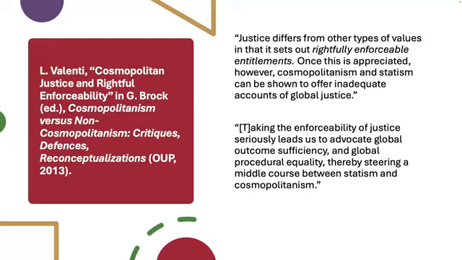Justice differs from other types of values in that it sets out rightfully enforceable entitlements. Once this is appreciated, however, cosmopolitanism and statism can be shown to offer inadequate accounts of global justice. Valenti is arguing against this basic principle of taking one side or the other. Taking the enforceability of justice seriously leads us to advocate global outcome sufficiency and global procedural equality, thereby steering the middle course between statism and cosmopolitanism. This whole book chapter is a very useful view on the critiques of cosmopolitanism and non-cosmopolitanism.